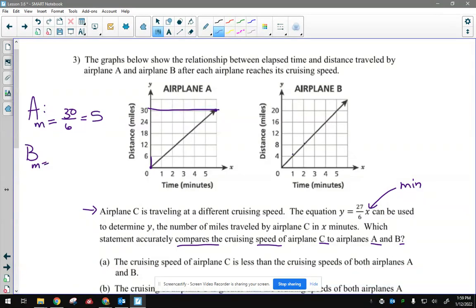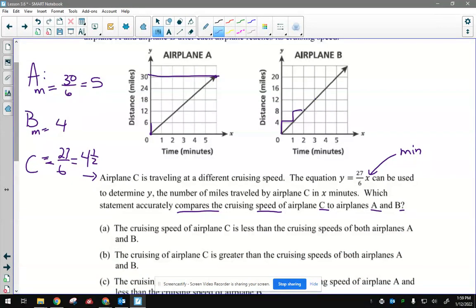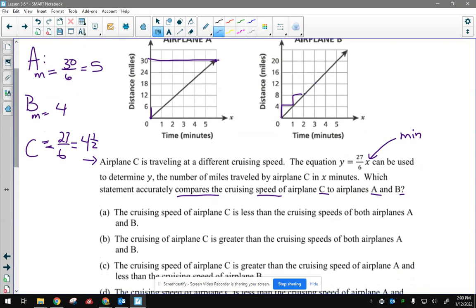Now B. Slope is, let's find, they're all pretty good. Slope is what? 4. And C, just looking at the equation, you know what the slope is. It's 27 over 6, but Ryan's like, 6 times 4 is 24, so that leaves 3 left over, so that one's 4.5. All right, so now that we know those, we can look at our choices better.